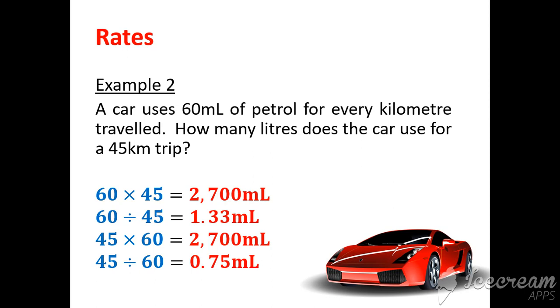Since we're using 60 mils of petrol for every kilometre and we're travelling more than 1 kilometre, we've got to use more than 60 mils. So I can ditch these answers straight away because they're less than 60 mils. So my correct answer is 2,700 mils. Doesn't matter which way I multiply numbers around. And hence the question said how many litres. So 2,700 millilitres, I have to divide it by 1,000 to get 2.7 litres of petrol.